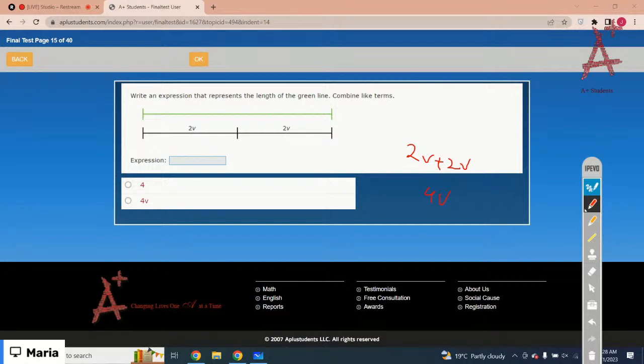So the correct option is 4v. Just select the correct option, then click on the OK button.